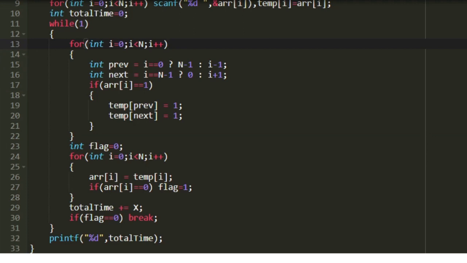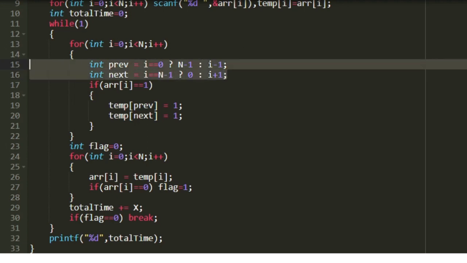To do that, again I am creating a loop. So this for loop iterates from 0 to n, and in every iteration first I am calculating the previous and next index. So it is given in the question that the candles are arranged in circular fashion. So I am creating two integer variables, previous and next. So if I is equal to 0, then I set previous is equal to n minus 1, else previous will be equal to I minus 1, because if we are at index 0, when the candles are arranged in circular fashion, then the previous would be last, and the same for the next. So if I is equal to n minus 1, we set the next is equal to 0, else next is equal to I plus 1.